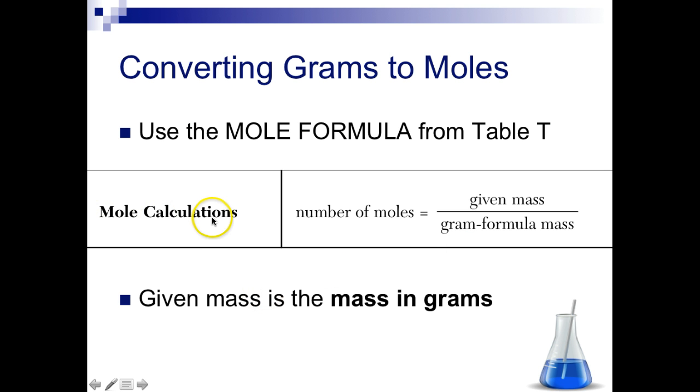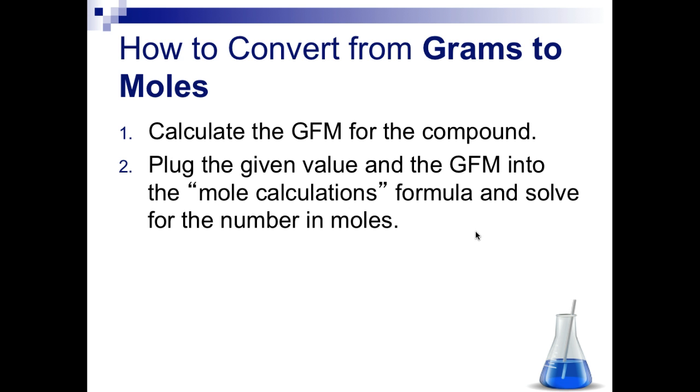So moles is going to be equal to the given mass over the gram formula mass, or the molar mass. And the given mass is always going to be given to you in grams. There are 2 steps that you need to follow to convert from grams to moles. You're going to calculate the GFM, or the gram formula mass, for the compound. Then you're going to plug the values into the mole calculations formula and solve for the number of moles.